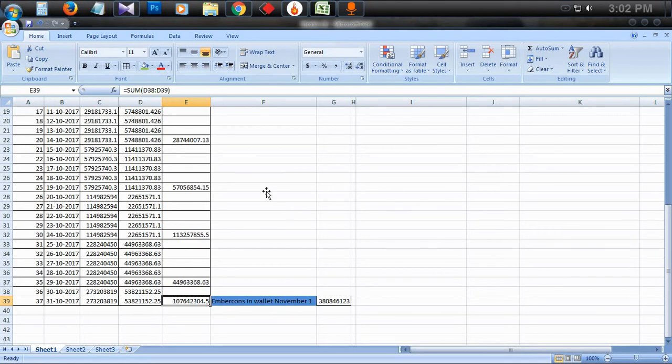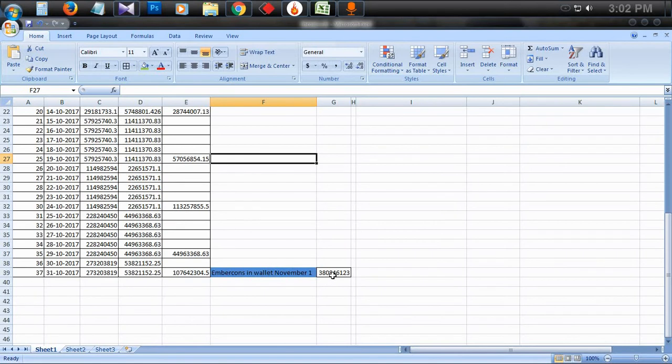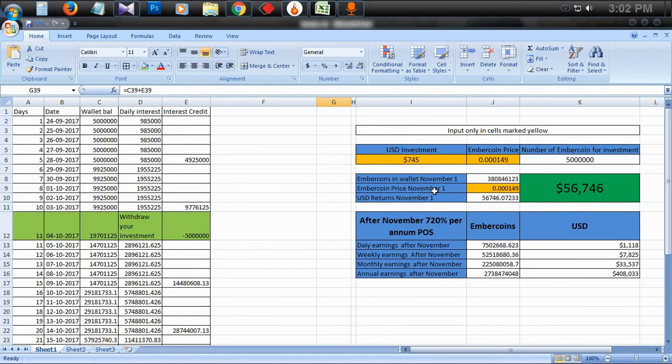720% per annum. So let's assume we will be getting this much Embercoin at the end of October. For the people who are planning to invest today and want to exit on November 1st, you'll be getting $56,746 if you're investing $745. For the people who are planning to continue with this Embercoin even after November 1st, I have given a different table wherein the interest is calculated as 720% per annum.